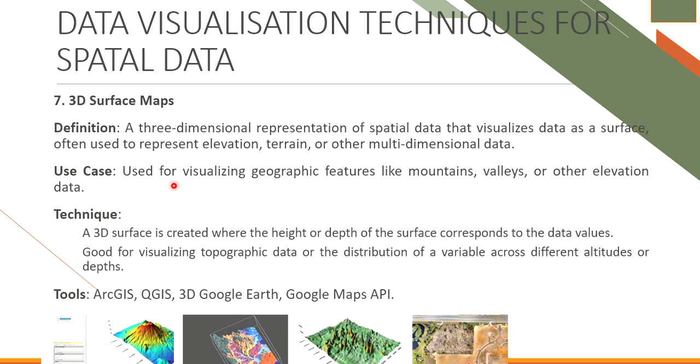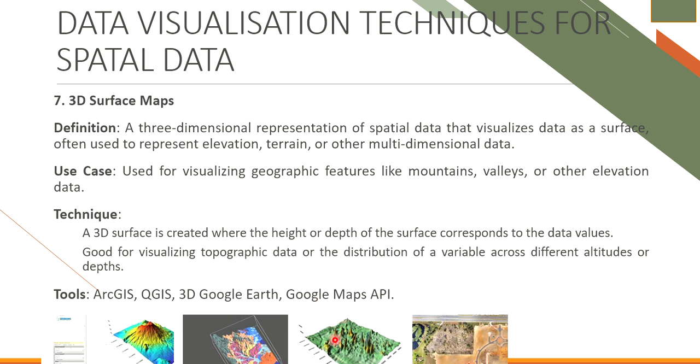And the last one is the 3D surface map. For example, if you want to view anything in terms of 3D representation, like Google Earth, we use Google Earth to show the elevations of mountains, valleys or rivers or anything. Again, Power BI does not have the facility of showing that. It is created where the height or depth of the surface corresponds to the data values. For example, I want to show volcanoes, then depending on the data values, I'll show it in 3D so that people can understand.